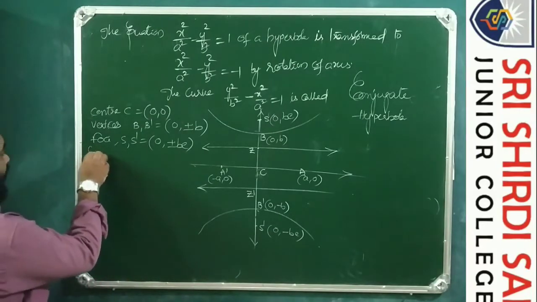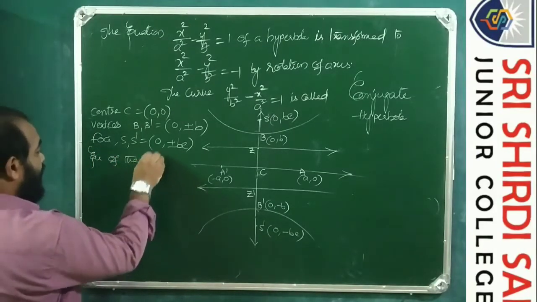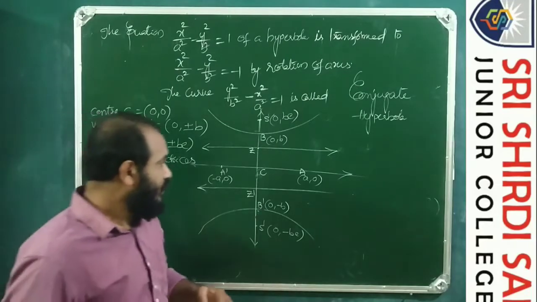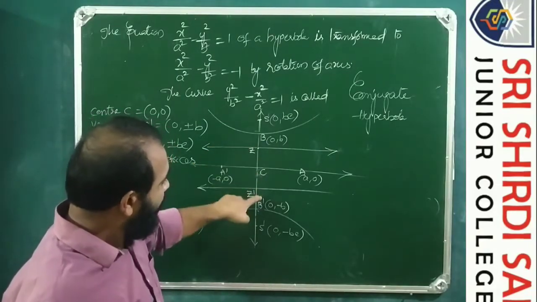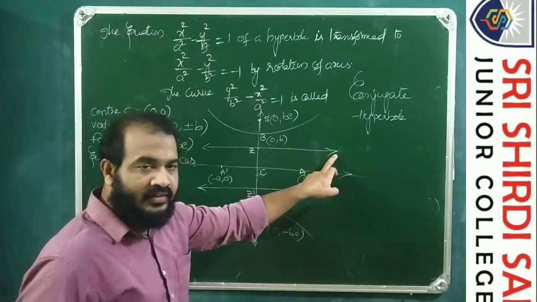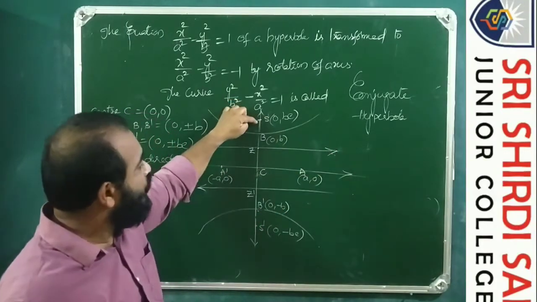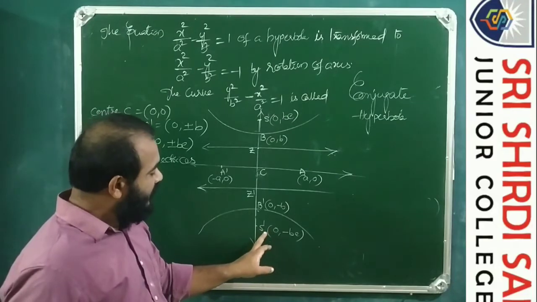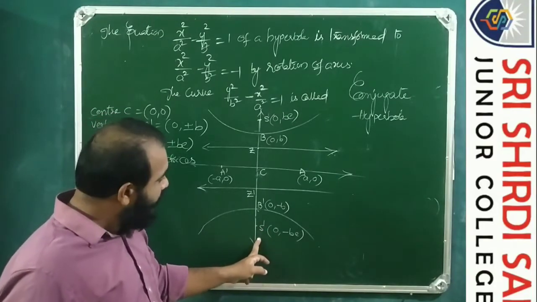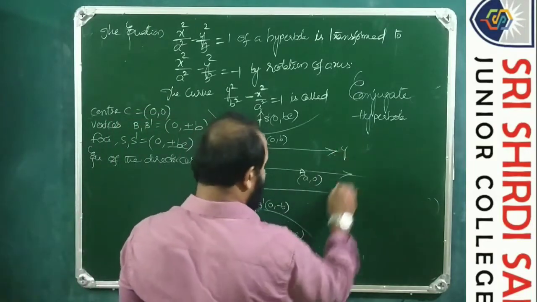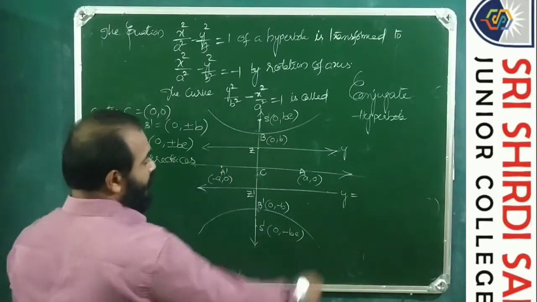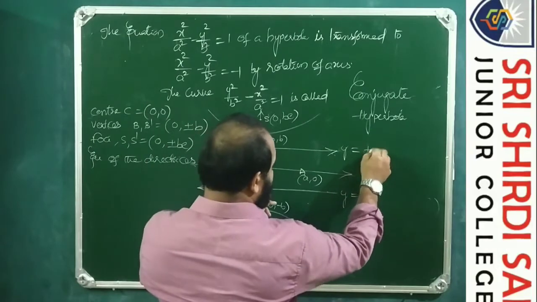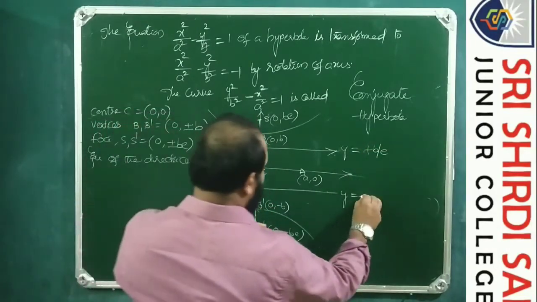Now the equation of the directrices. So these are the equations of the directrices. This line is the directrix of this focus. The focus is the fixed point, and this is the fixed line. So this S dash is the fixed point, and its corresponding directrix is this. So this is y is equals to, how much? Plus b by e. This is minus b by e.